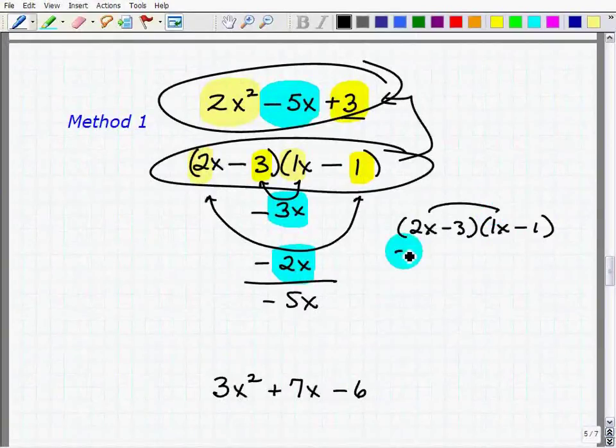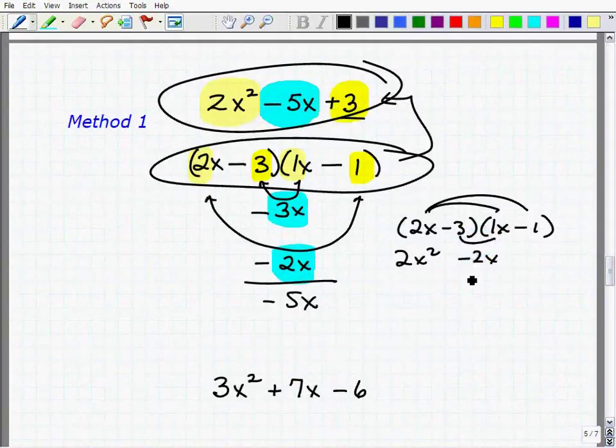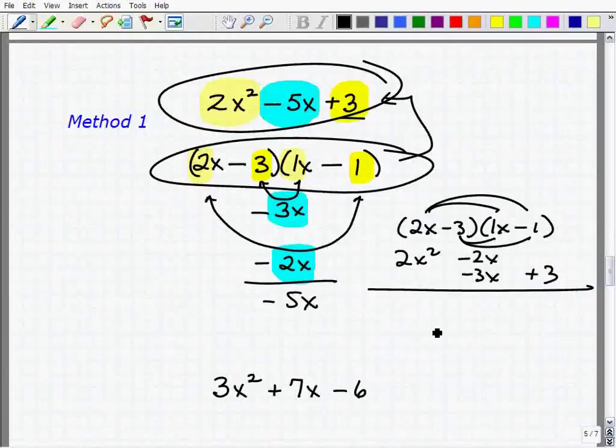We get 2x squared, 2x times negative 1 is minus 2x, negative 3 times this 1x is negative 3x. Negative 3 times negative 1 is a positive 3. So you see that this will, in fact, work out. You add your like terms, so we're good. All right, we got the right factors.